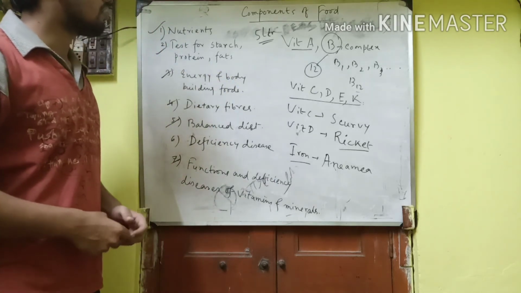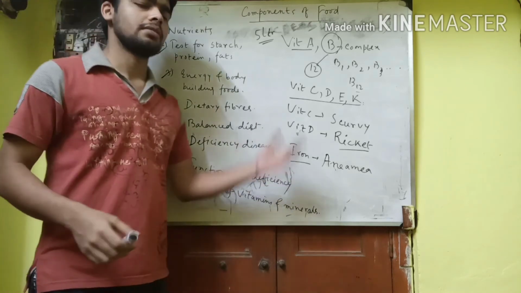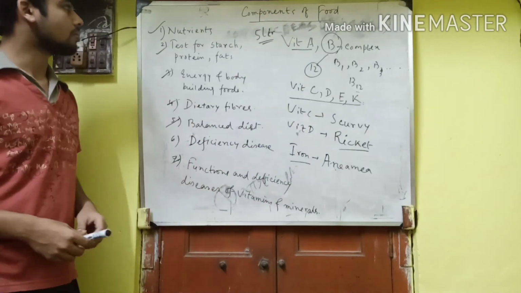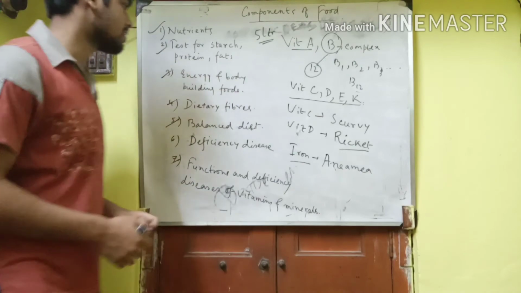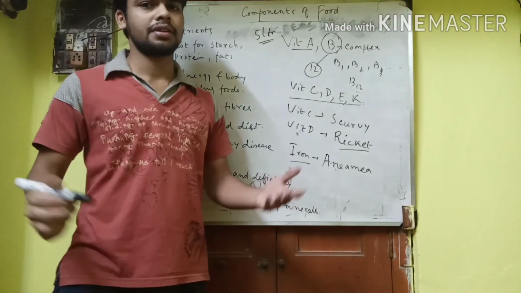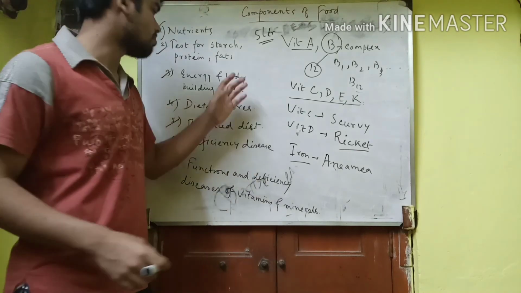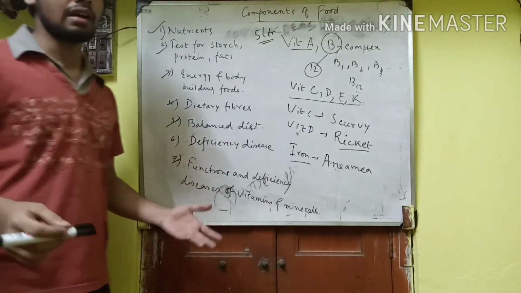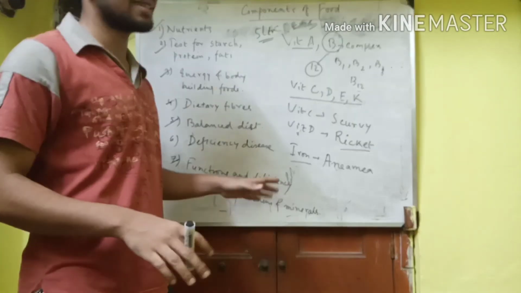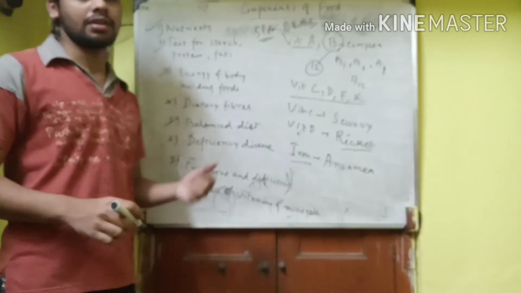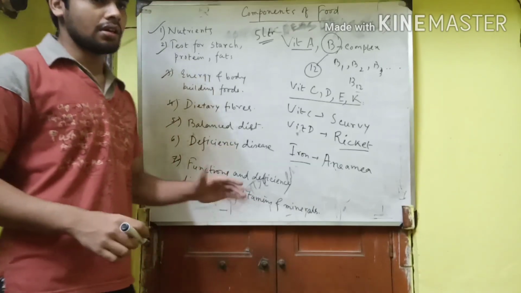So these are all the topics of the components of food for 6th standard. What are nutrients? We already covered it. The tests for starch, proteins and fat are already covered in this video. Carbohydrates and fats are called energy-giving foods, and proteins are called body-building foods. What is dietary fiber? It means roughage, which does not contain nutrients but is essential for our needs, to throw out undigested materials from our body.